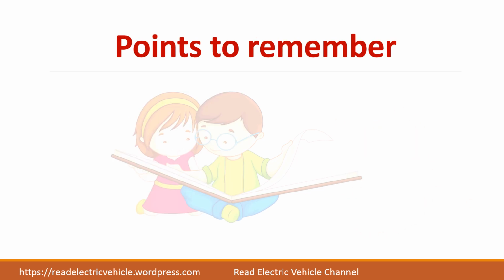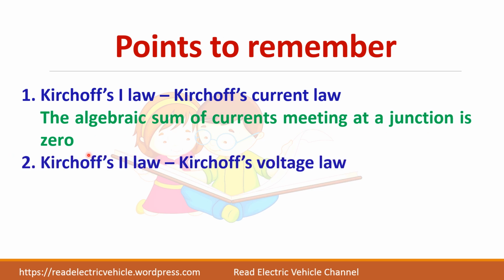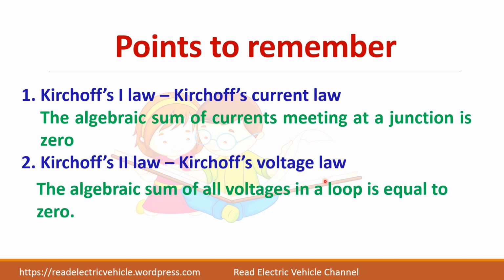So the points to remember here are: Kirchhoff's first law is Kirchhoff's current law. The algebraic sum of the currents meeting at a junction is 0. Kirchhoff's second law is Kirchhoff's voltage law. According to this law, the algebraic sum of all voltages in a loop is equal to 0. And you should be well versed in the sign convention, that is, where you have to take the voltage as positive and where as negative, because that will change the whole equation. Always take a rise in potential as positive, and a fall in potential as negative.